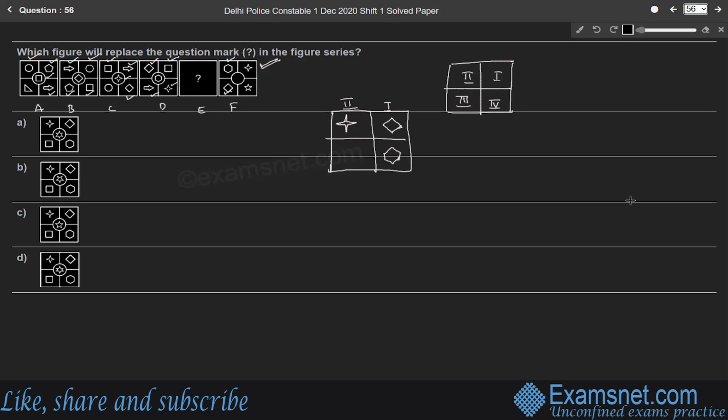And the center element moves to the fourth quadrant in the next figure. So what is the center element? It moves to the fourth quadrant. Therefore, the center element has to be a square. Looking at the symbol in the fourth quadrant of the last figure in the series, we can determine that the figure in option 3 satisfies the necessary conditions.